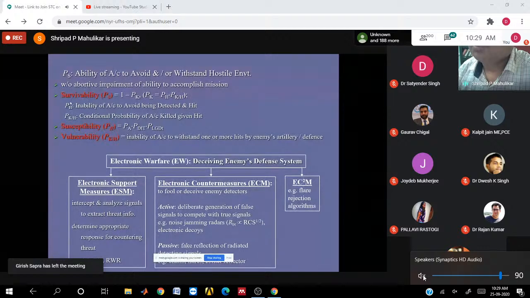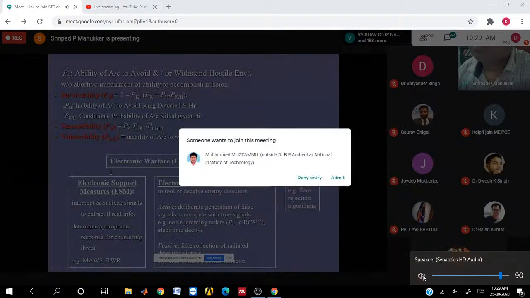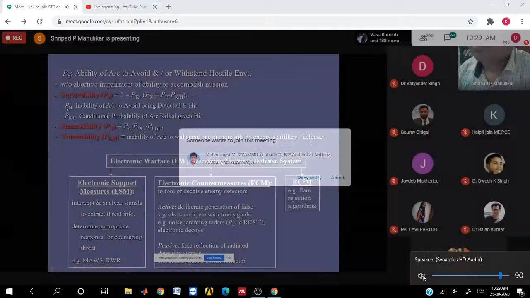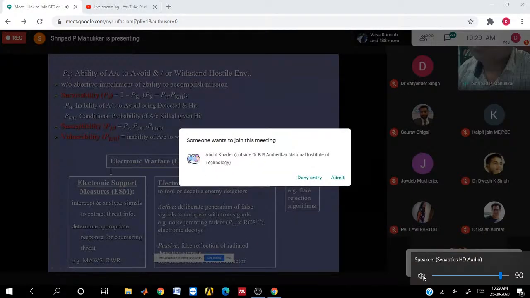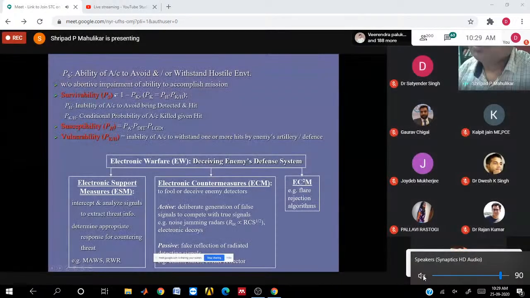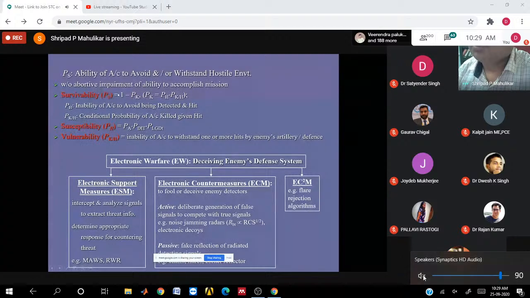So stealth tries to reduce the probability of hit. Stealth features aim at reducing the probability of hit. If the probability of hit is reduced, then the probability of kill is reduced. If the probability of kill is reduced, then survivability is improved. We can also discuss vulnerability, but since time is short, vulnerability enhancement is also important.